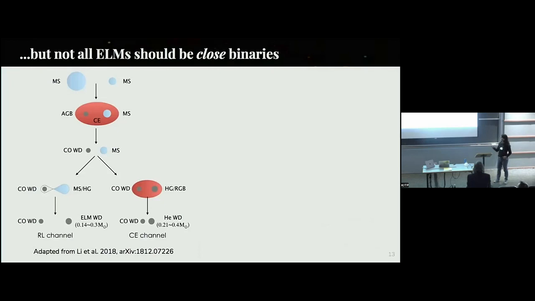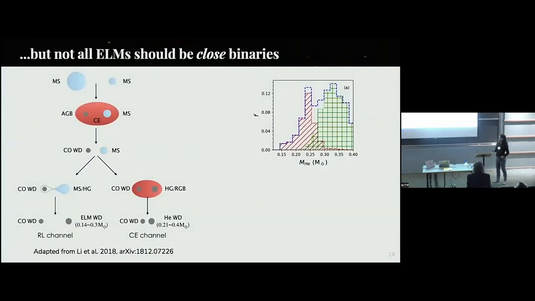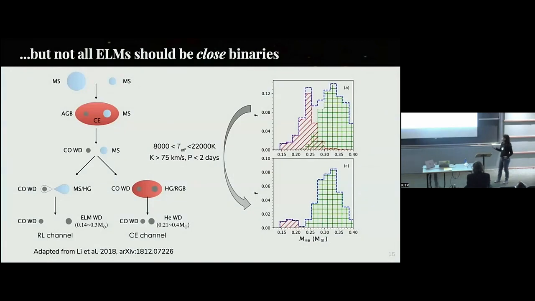And if we are selecting objects based on short periods, of course we are going to favor the common envelope channel. This was nicely demonstrated by Li and collaborators with population synthesis. So this is their mass distribution, and in green we have objects coming from common envelope evolution, in red from stable Roche lobe overflow. And if we select only the hotter ones that we can identify from spectra and the ones with short periods, this is what happens. Stable Roche lobe overflow systems are basically gone, and we are only looking at common envelope channel systems.